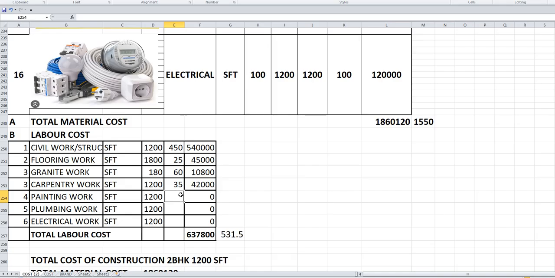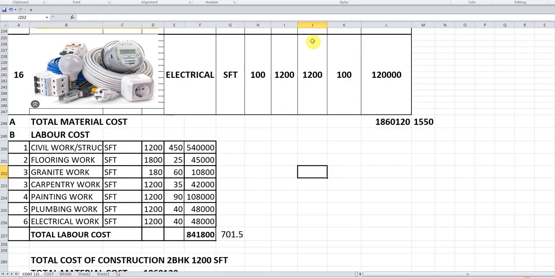Painting work. I'm considering it as 90 rupees. Basically there will be different breakup of work for putty, primer, and the emulsion paints, but here for the quick estimation it is converted into square feet on the plinth area basis. For plumbing, normally they do it on the plinth area basis. For electrical also it is done at 40 rupees on the plinth area basis.